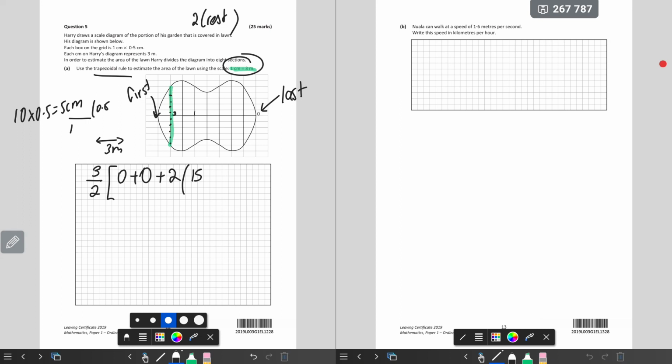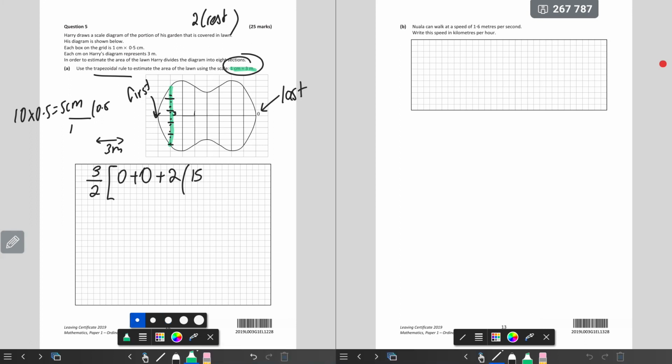Do you get that? Alternatively, you could have said there, every 2 boxes was 1. There's 1, 2, 3, 4, 5 full centimetres, and then 5 by 3 is 15.